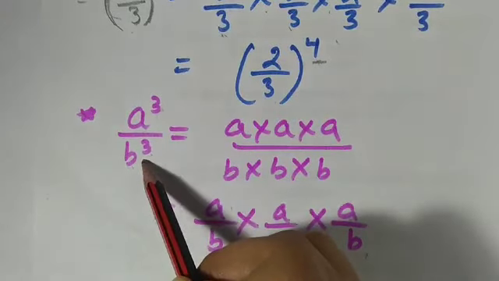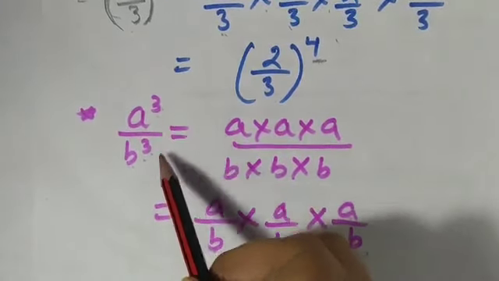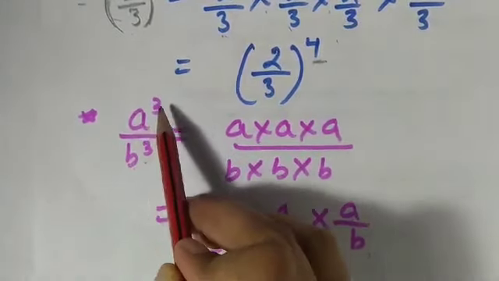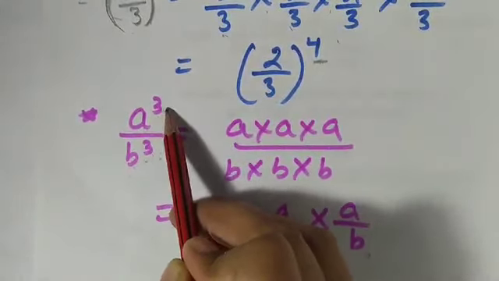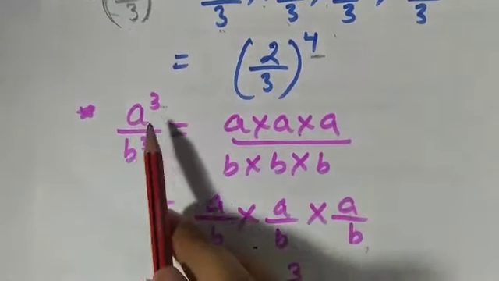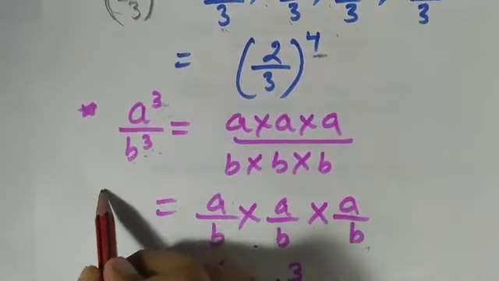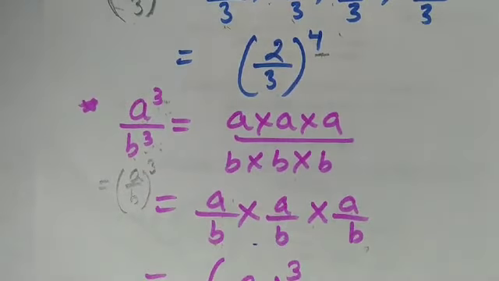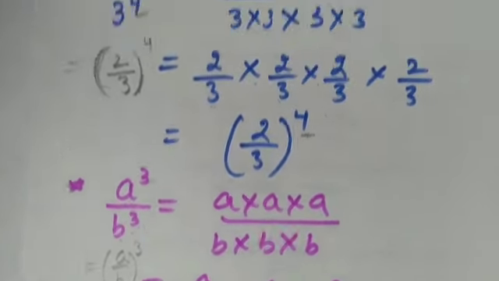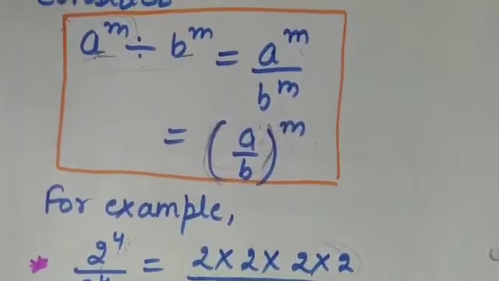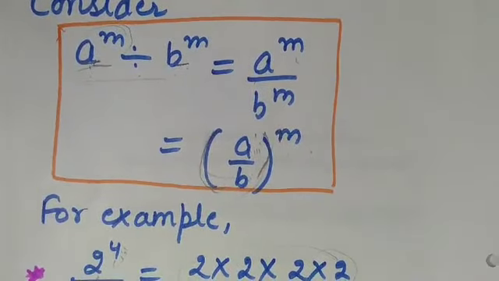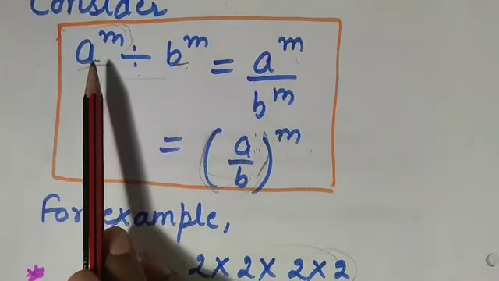This is a special name which I told you in lecture number 1. Either you read it as a raised to the power 3 or a cube. So a raised to the power 3 over b raised to the power 3 is equal to a by b whole raised to the power 3. So this is your law number 5. It will be more clearer when you solve the questions related to these laws.